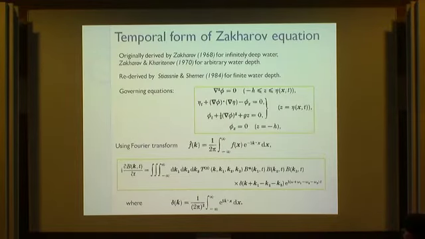So let's start from the theoretical part. I will talk a little bit about the temporal form of the Zakharov equation, which is the original one derived by Zakharov in 1968 for infinite water depth, and then by Zakharov and Haritonov for arbitrary depth of water. My advisor, Lev Shemer, with Michael Stiassnie, rederived the Zakharov equation in temporal form for finite water depth, and I show here some formulas from the paper of 1984.